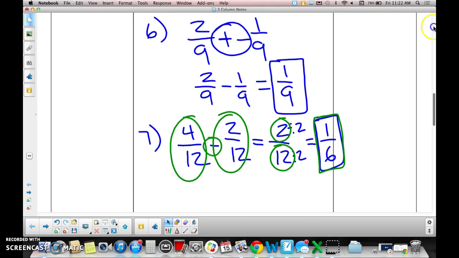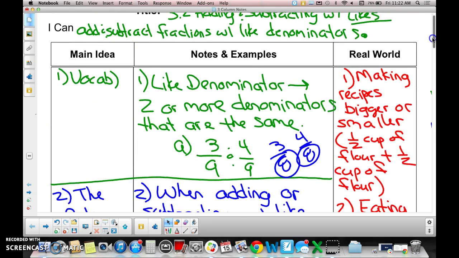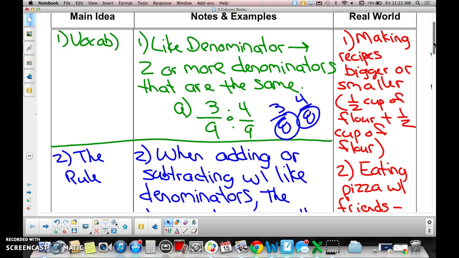And then real world. Somebody tell me about the real world. Kennedy, what about the real world? Making recipes bigger or smaller. Okay, you can add or subtract fractions by making recipes bigger or smaller. We use flour. And give me another example of the real world, Hanya.